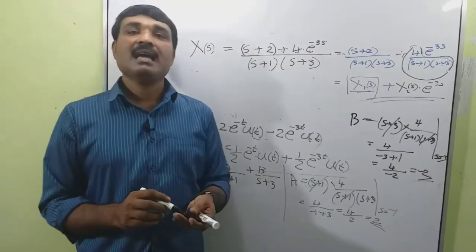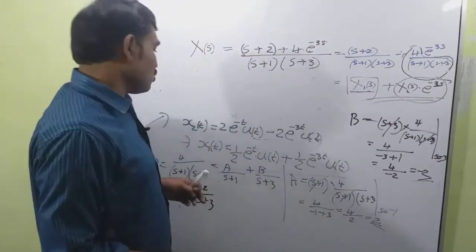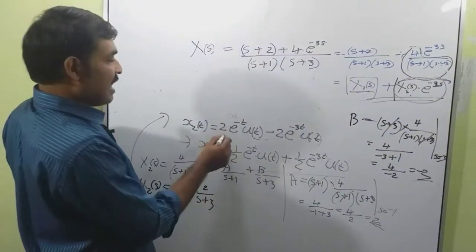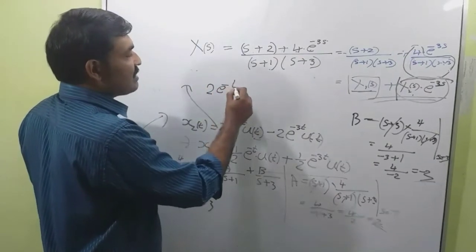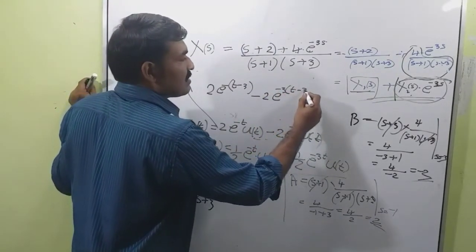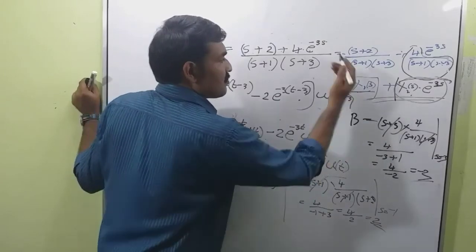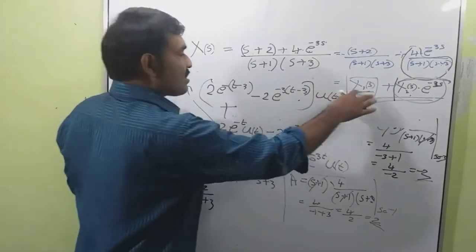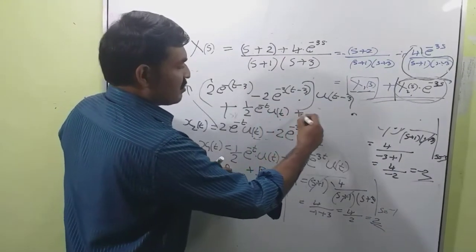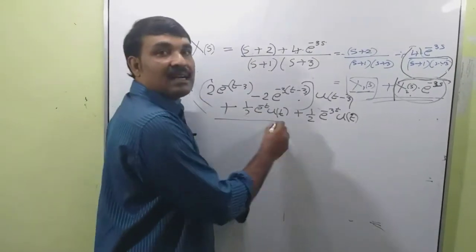Okay, so we found x1(t) and x2(t). Now we have a term e raised to minus 3s, the exponent term, multiplying X2(s). So by using the time shift property, we can write the inverse of X2(s) into e raised to minus 3s as 2 into e raised to minus (t minus 3) minus 2 into e raised to minus 3(t minus 3), a delay of 3. This whole thing is multiplied by the delayed unit step, that is u(t minus 3), plus x1(t), which is this term, 1 by 2 into e raised to minus t u(t) plus 1 by 2 into e raised to minus 3t u(t). So this is our answer.